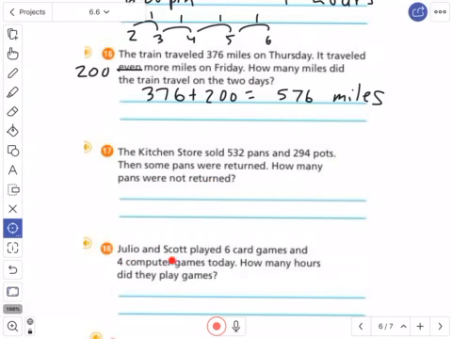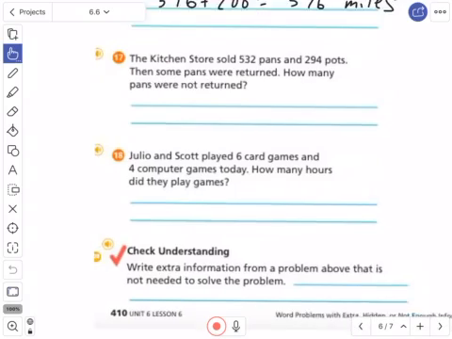Okay. Julio and Scott played 6 card games and 4 computer games today. How many hours did they play games? I guess I don't know. How long did they play cards and how long did they do computers for? Okay, so you can kind of add in information there.